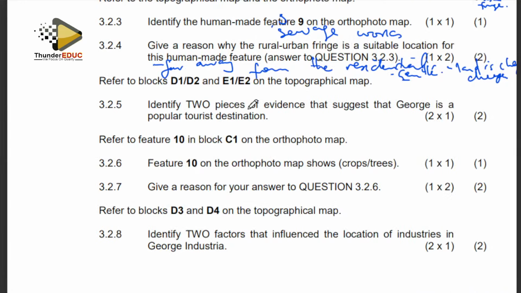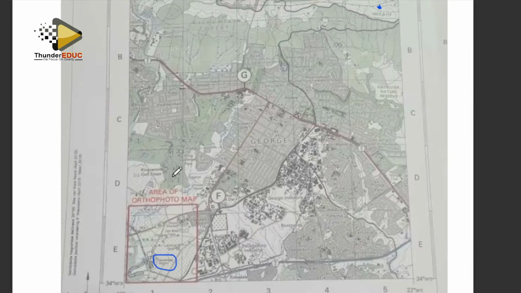Identify two pieces of evidence that suggest that George is a popular tourist destination. Why do you think George is a popular tourist destination? So we are going to look at the map quickly. This part here, this part here, this part here, and this part here. What makes it a popular tourist destination? What do you see here? Number one, let's start from this block. What do you see? A golf course. Okay, so number one, the existence of the golf course makes it a tourist destination. Are we together? Okay, we continue.